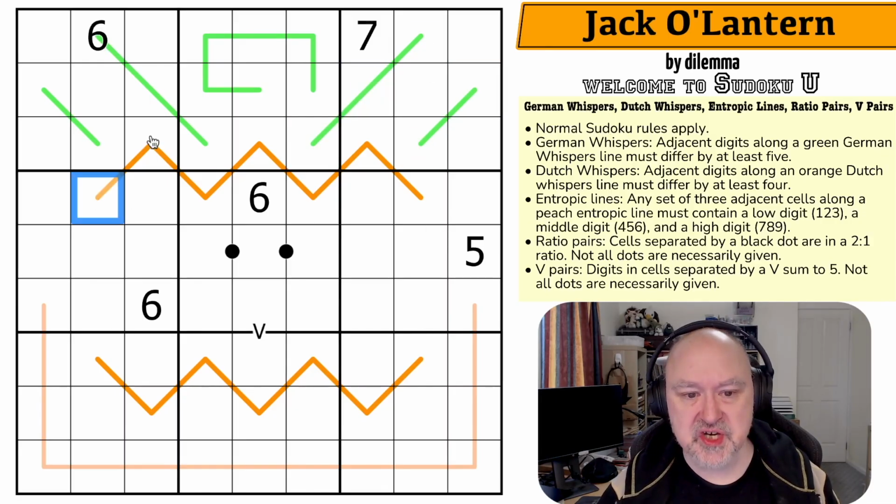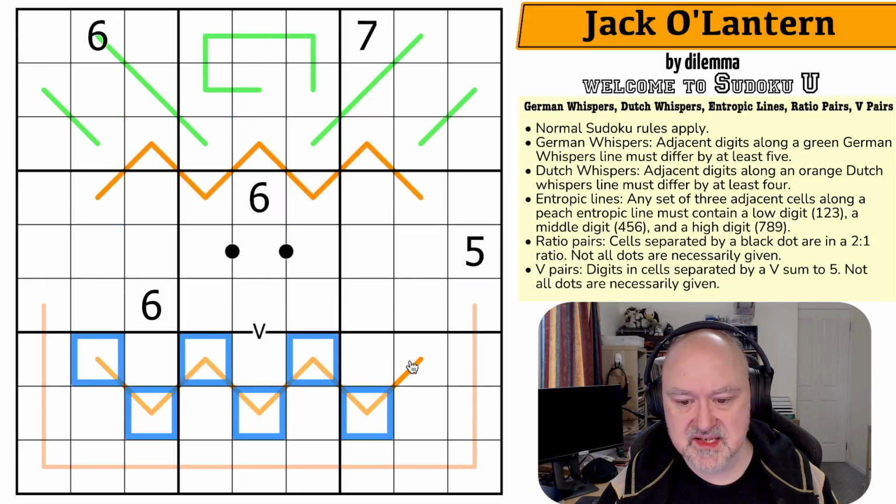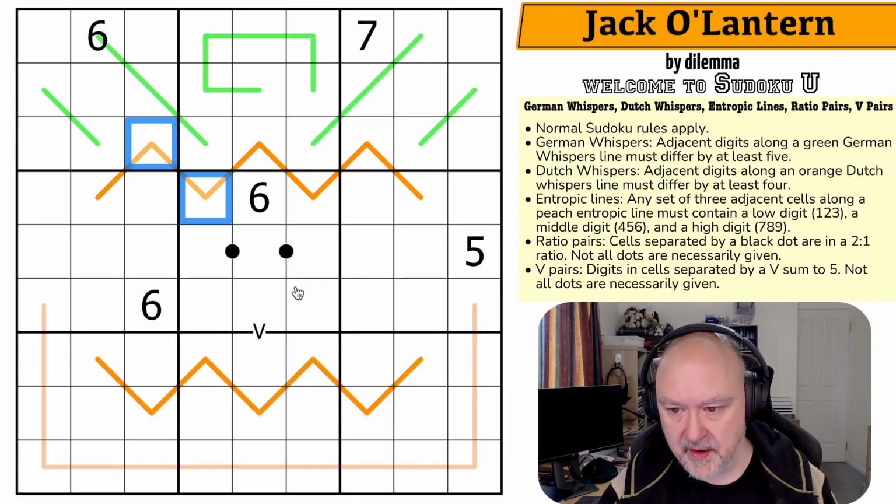Dutch whispers, which are these zigzag lines. Adjacent digits along an orange Dutch whisper line must differ by at least 4. So these digits will be at least 4 apart, these digits will be at least 4 apart, and those digits will be at least 4 apart.